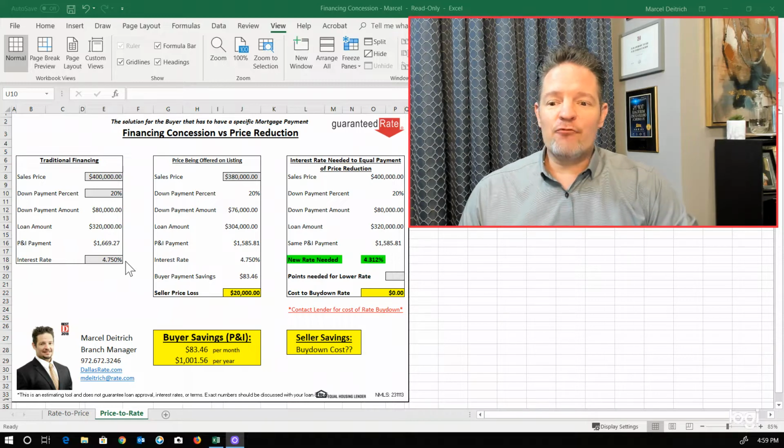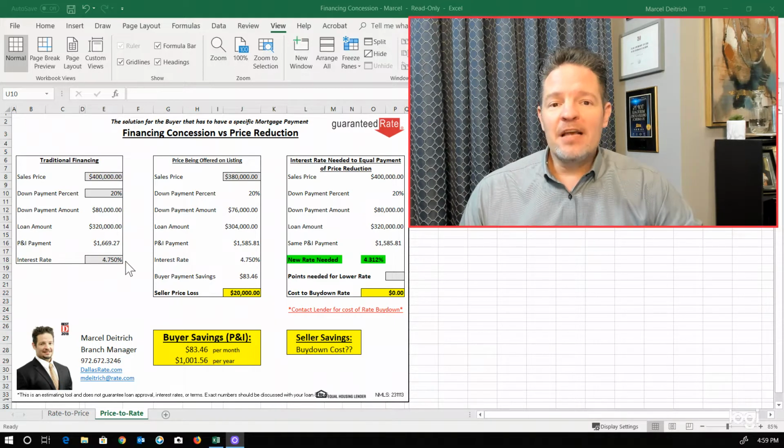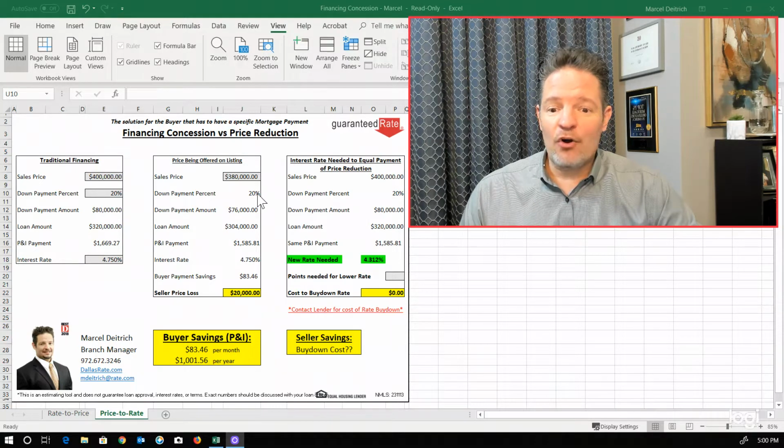So let's say that payment is too high and they are not comfortable making that payment. So they're asking the buyer's agent to lower the offer to, let's say, $380,000. It's still 20% down, and with a $380,000 offer, the principal and interest payment is going to be $1,585.81.